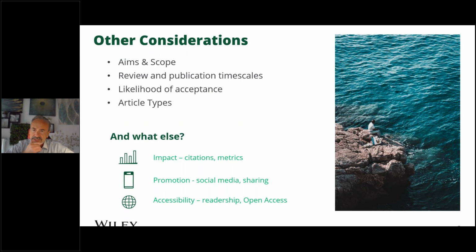So, other considerations. Now, the aims and the scope: assess the aims and the scope of each potential journal. Ensure that your research aligns with the topics and themes covered by the journal. Consider whether your article fits within the scope of the journal's focus, and if it contributes to advancing the field of study addressed by the journal. There's got to be always an element of novelty within your publication.